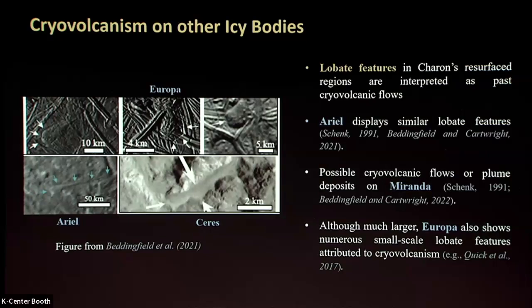So we see some cryovolcanic features, or at least they're hypothesized to be cryovolcanic, on other icy bodies. And here are some nice images from Europa, Ariel, and Ceres. Again, these are all instances where you've brought material, liquid material or warm ice, to the surface.